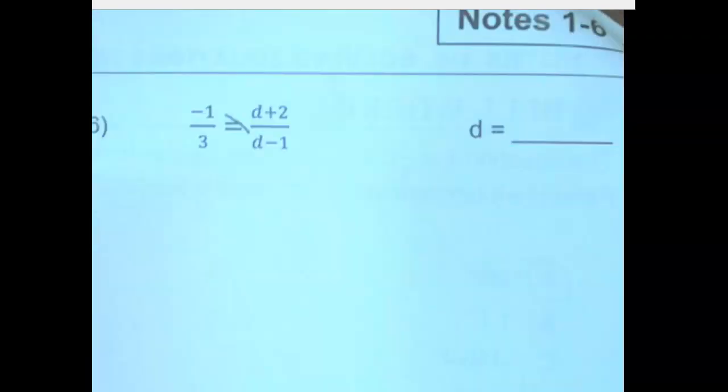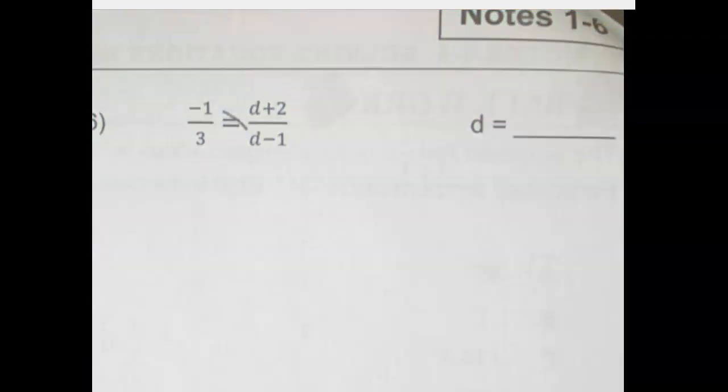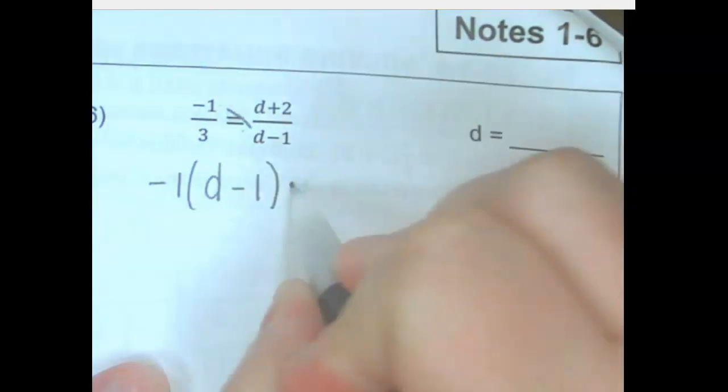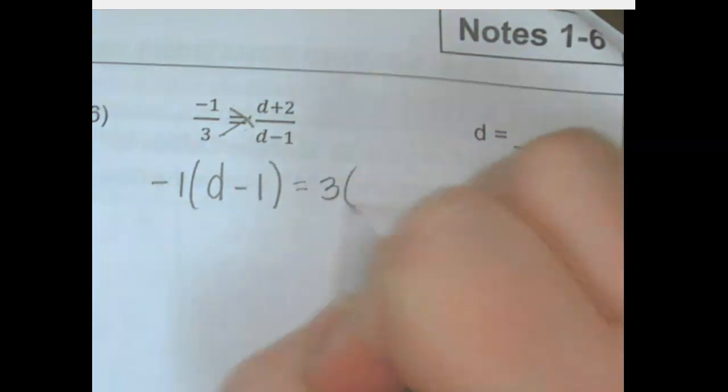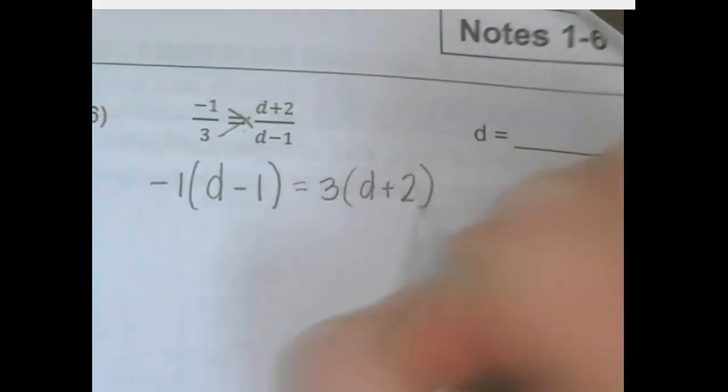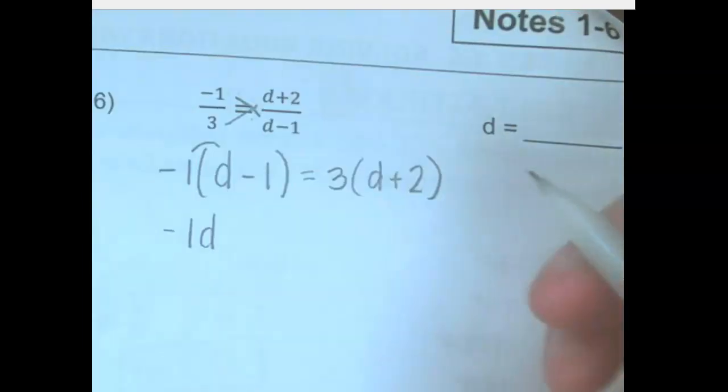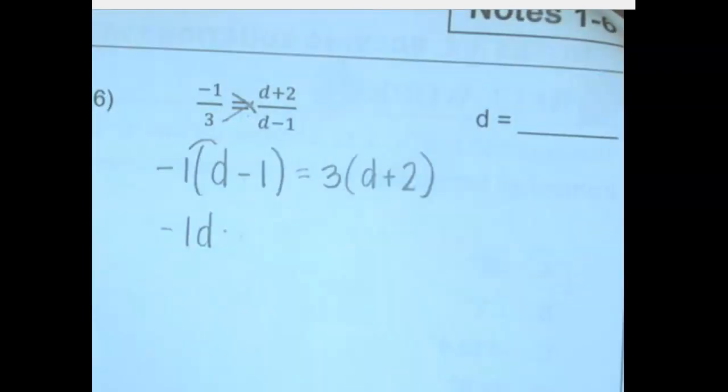I'm going to cross multiply. Negative 1 times d minus 1 equals 3 times d plus 2. Distribute. This is going to be a negative 1d, or just negative d. Bring down my subtraction. Negative 1 times 1 is negative 1.